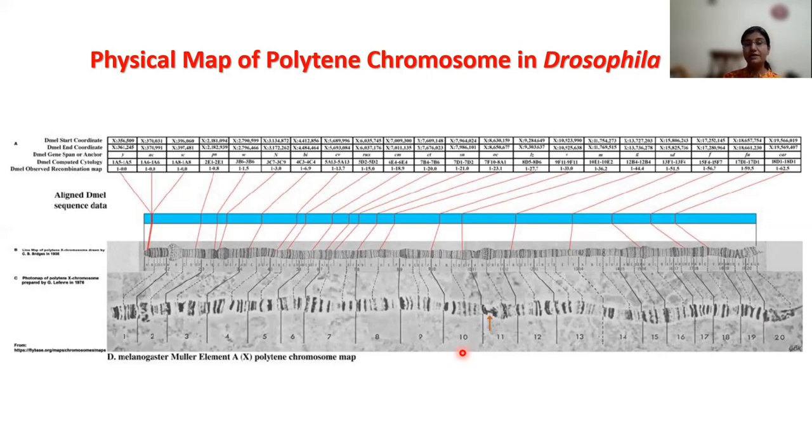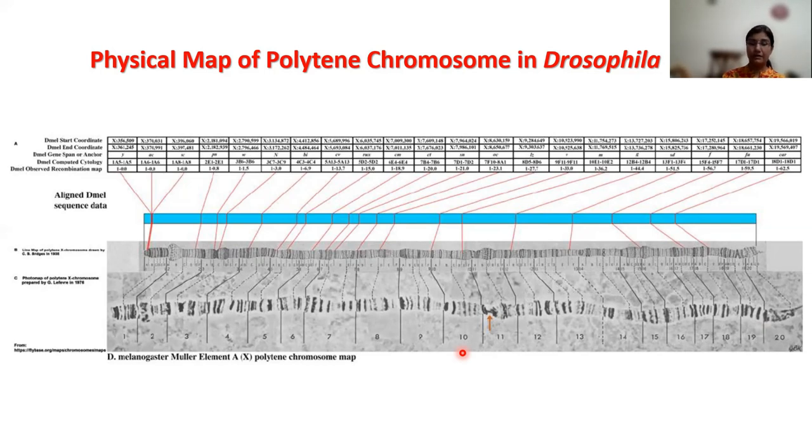A physical map of the Drosophila polytene chromosome was initially developed by Calvin Bridges and P.N. Bridges in the 1930s and 40s respectively. They observed approximately 5,000 bands. And this study gave the first physical map of any chromosome.